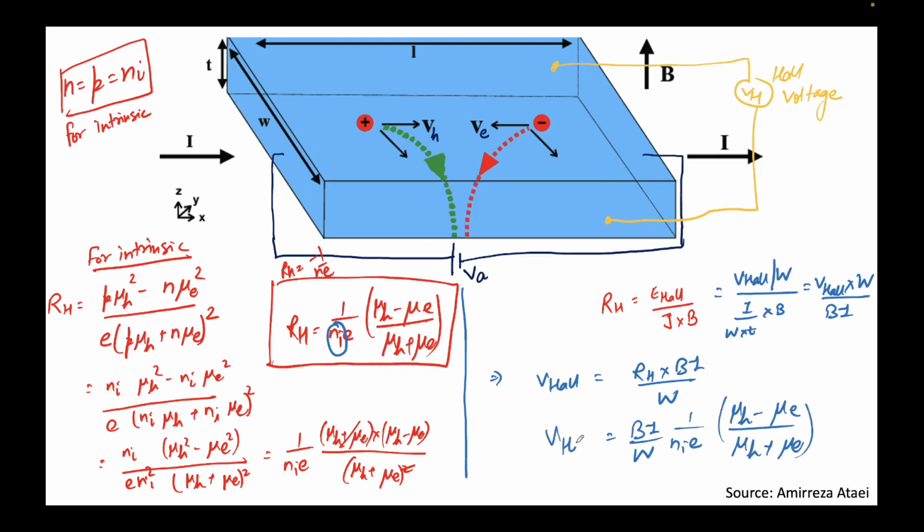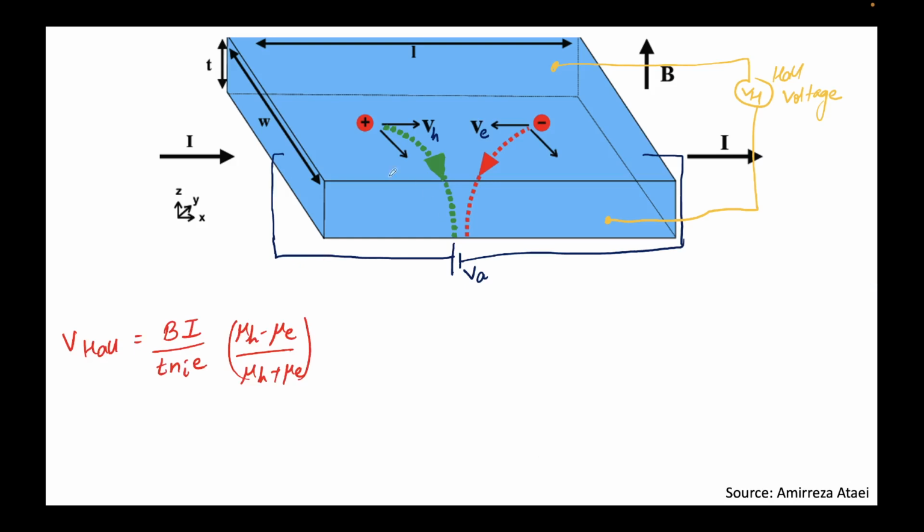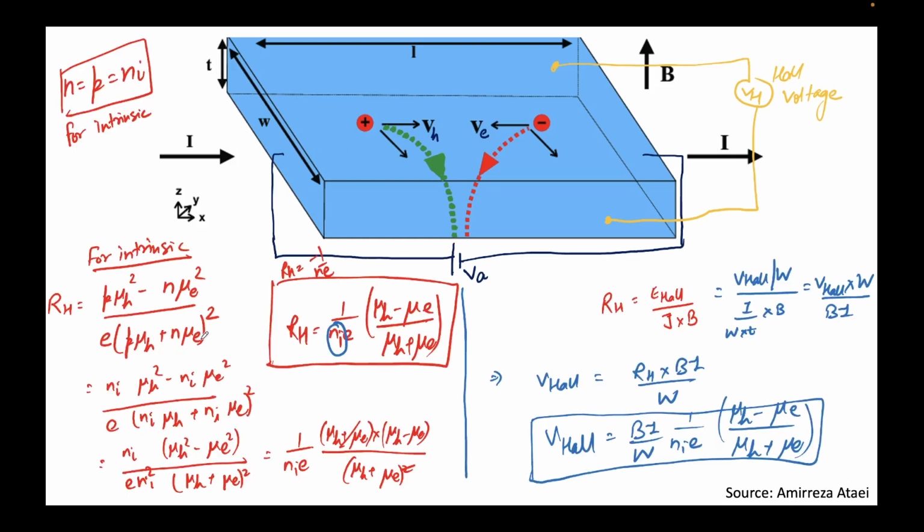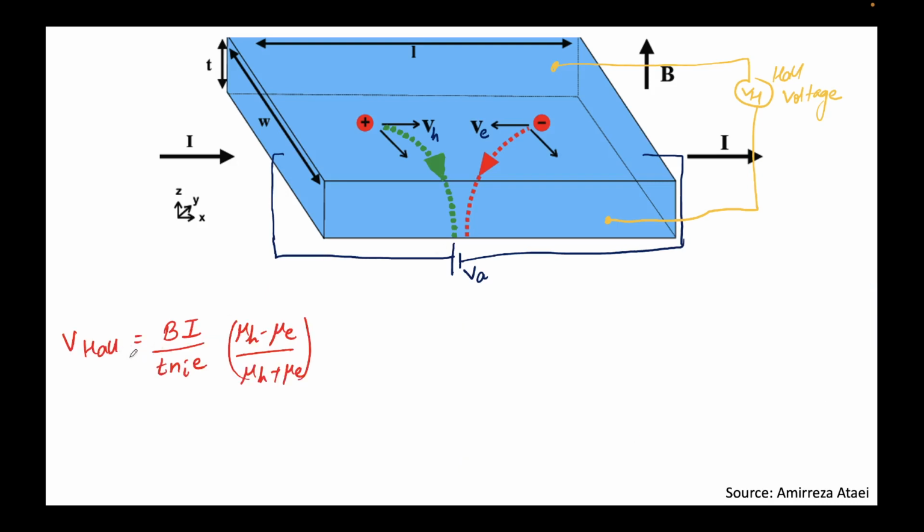So this is the expression for Hall voltage that we have obtained for an intrinsic semiconductor. Now let's move ahead with this expression, and let's try to analyze what we can say about the Hall voltage based on just this expression. Note that W gets cancelled, it will be T here. So this is the expression that we got for Hall voltage.